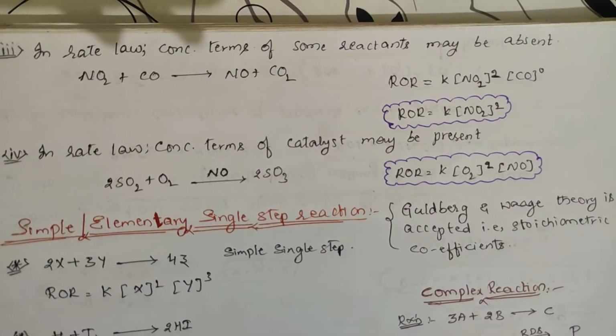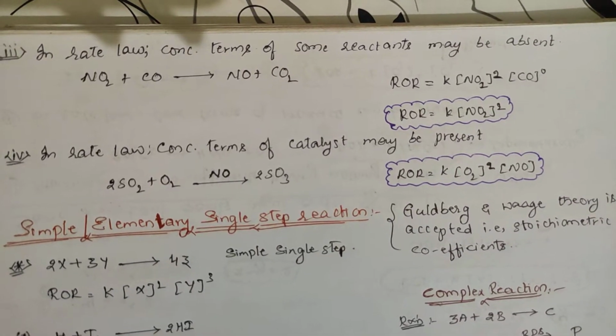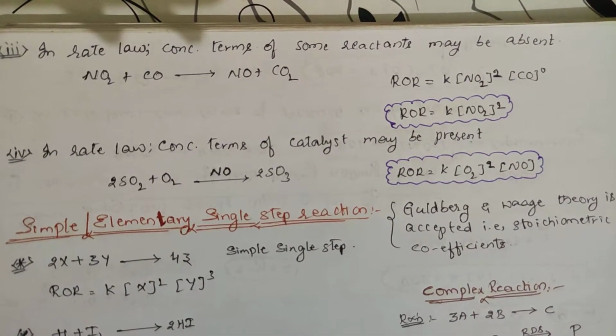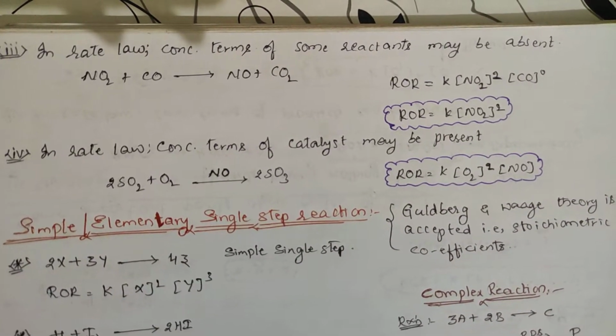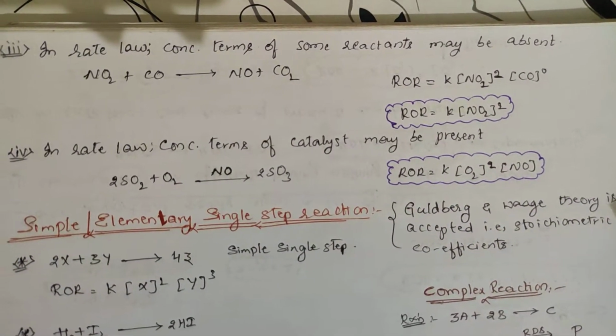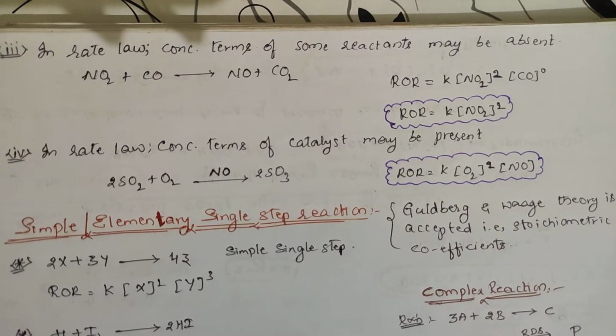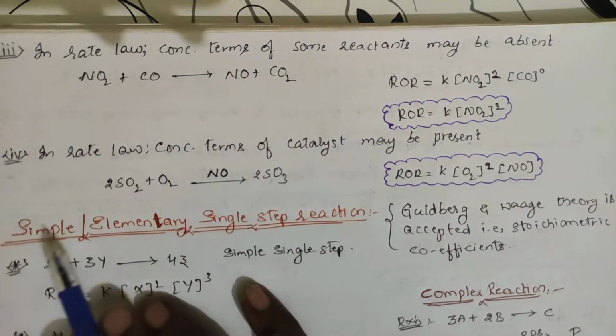See, in the previous condition, the first condition, concentration of the reactant is present. Nothing to do with the stoichiometric coefficient. In the second, what we have found, there may be concentration of the product along with the concentration of the reactant. In some rate law equations, there may be absence of concentration of the reactant.